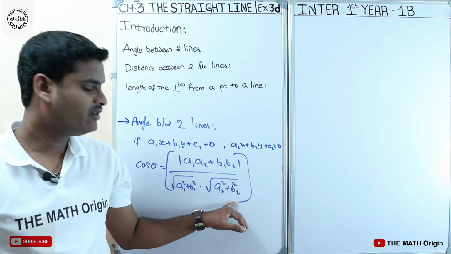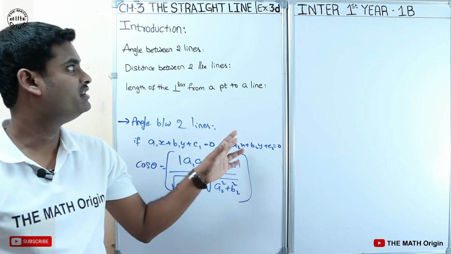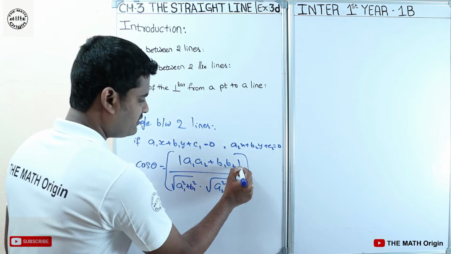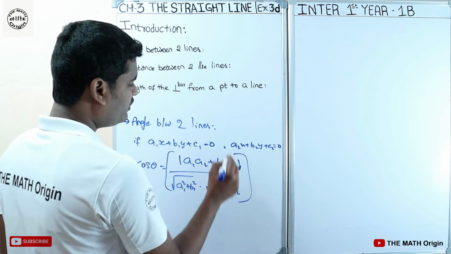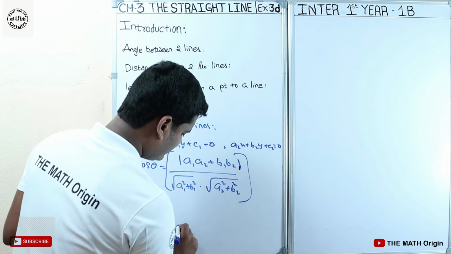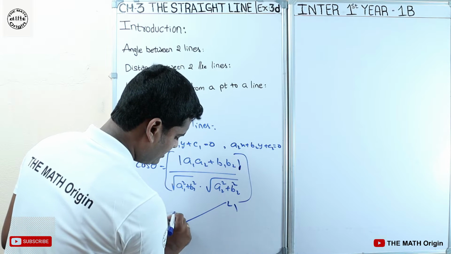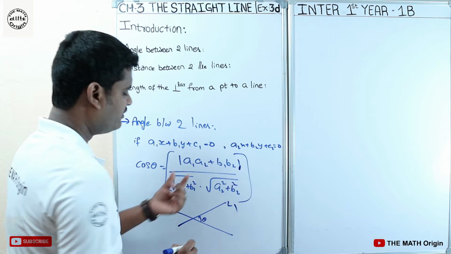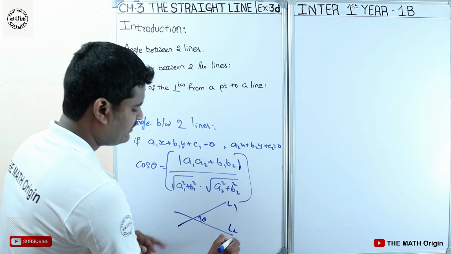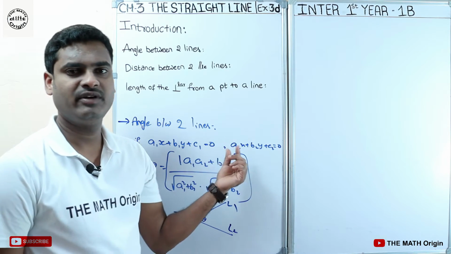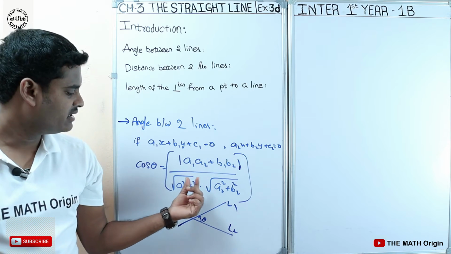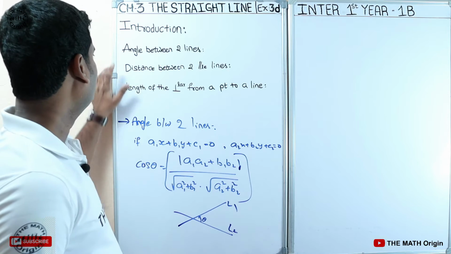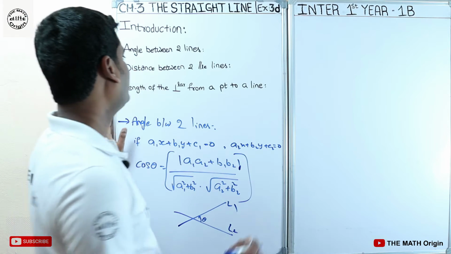This formula we have already seen in our previous exercises, 3b and I think 3c as well. It's a quite simple and straightforward formula to find the angle between two lines. For example, this is a line L1 and this is a line L2. To find the angle between them, we have the formula a1 a2 plus b1 b2 by root of a1 square plus b1 square into root of a2 square plus b2 square. Okay, this is done.